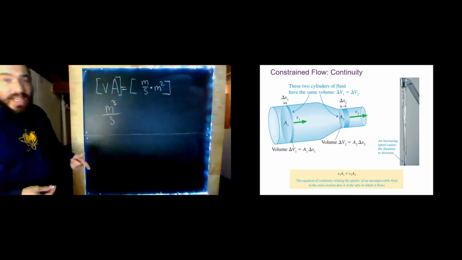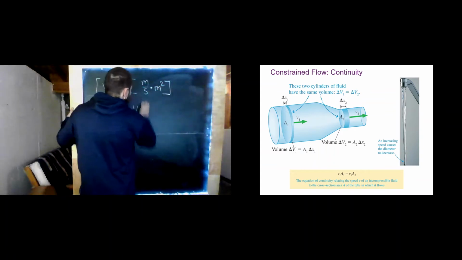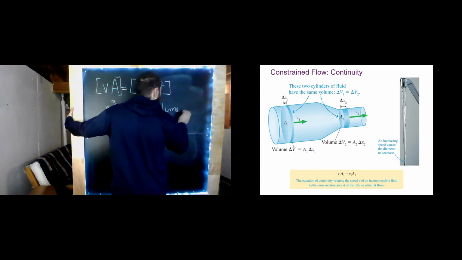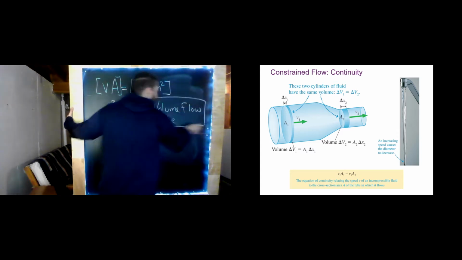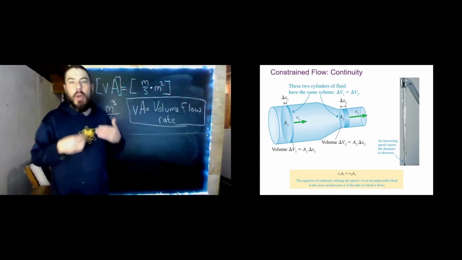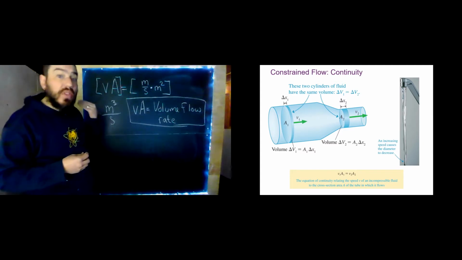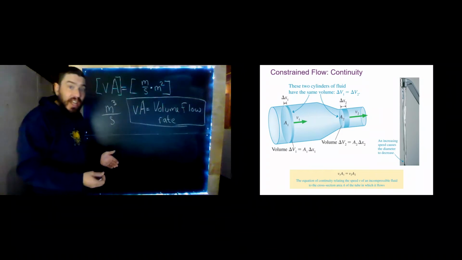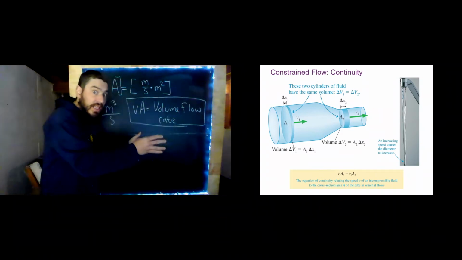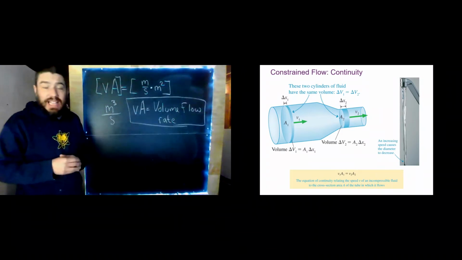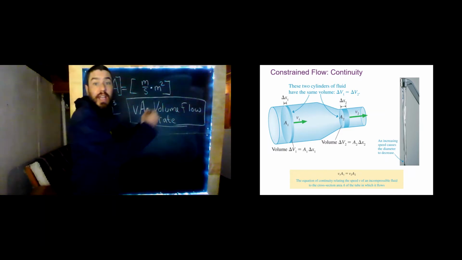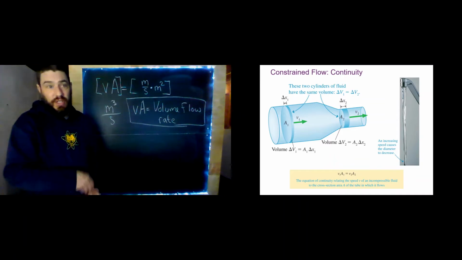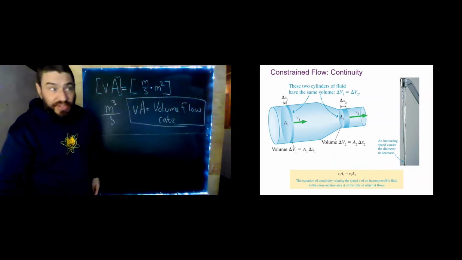And so it turns out that V times A is an important idea. V times A is what we call the volume flow rate. It tells us how many meters cubed per second is flowing through this pipe. And so however many meters cubed per second of yogurt we have coming in this direction, we must have that exact same number of meters cubed per second leaving. And that's the idea of continuity. Again, I call it conservation of stuff. There's all kinds of great examples of this.